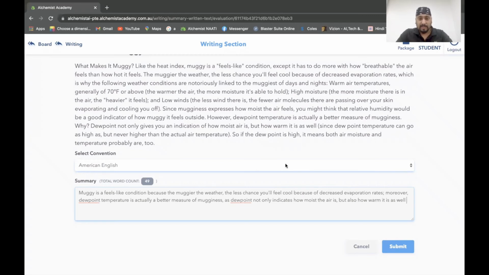Now, you do not need to copy these in the parentheses. These are called parentheses. You do not need to worry about that at all. I would copy this last part, which says that furthermore, it means both air moisture and temperature probably are.